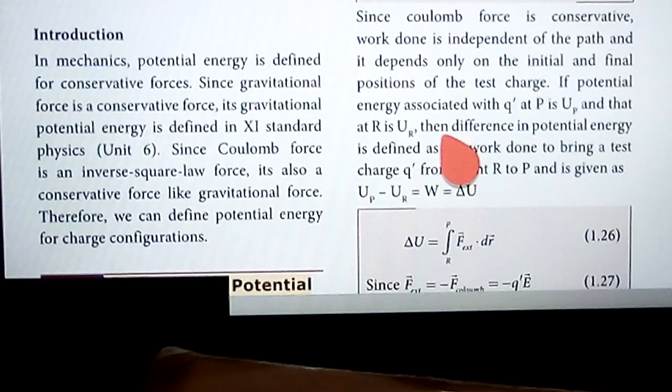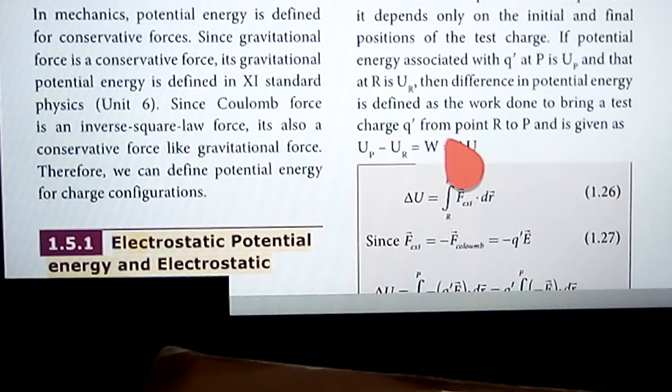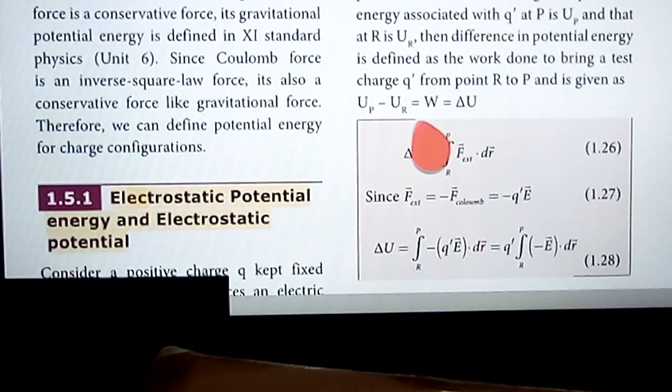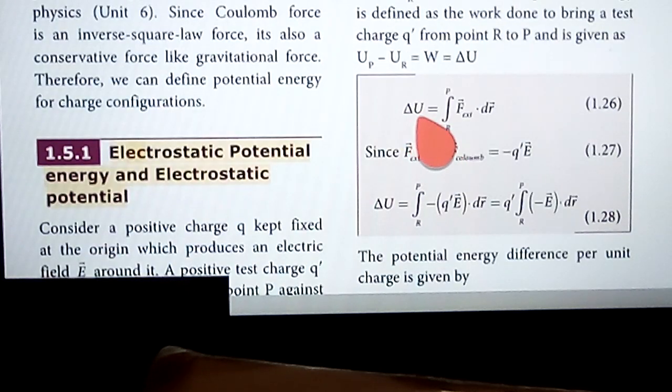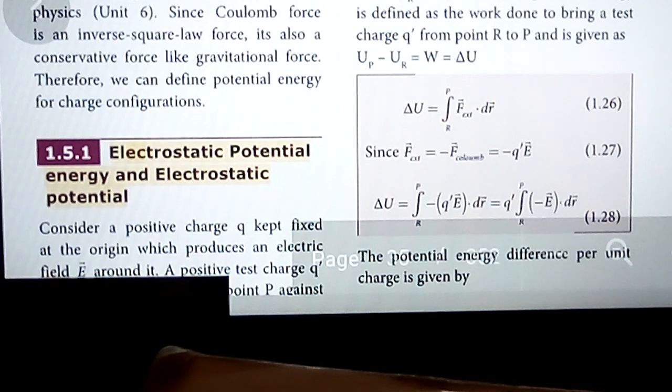If the potential energy associated with Q dash at P is UP and that at R is UR, then the potential difference in the energy is given by the work done in bringing the test charge Q dash from the point R to P, and that is given as UP minus UR. That is equal to W, and that's equal to delta U. Therefore, the equation can be written as delta U equal to integral R to P F external dot dr.